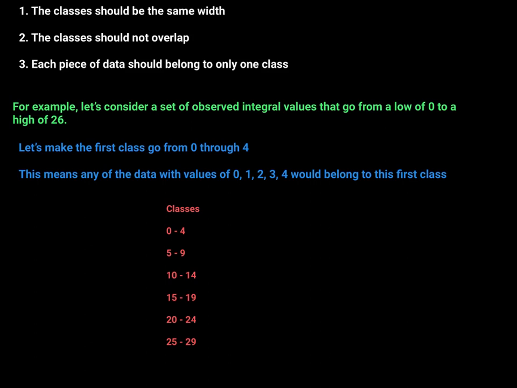So this is what our classes would look like. Remember, the first class goes from 0 to 4. The second class would have to start at 5, and if it's going to have a class width of 5, remember, every class width must be the same. So because the first class has a width of 5, this has to have a width of 5 as well. In this second class, any data that has values 5, 6, 7, 8, or 9 would belong to this second class.